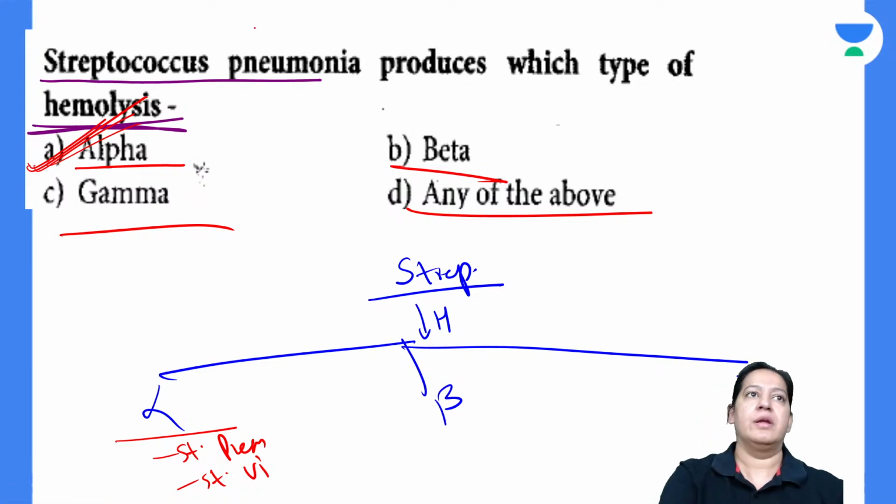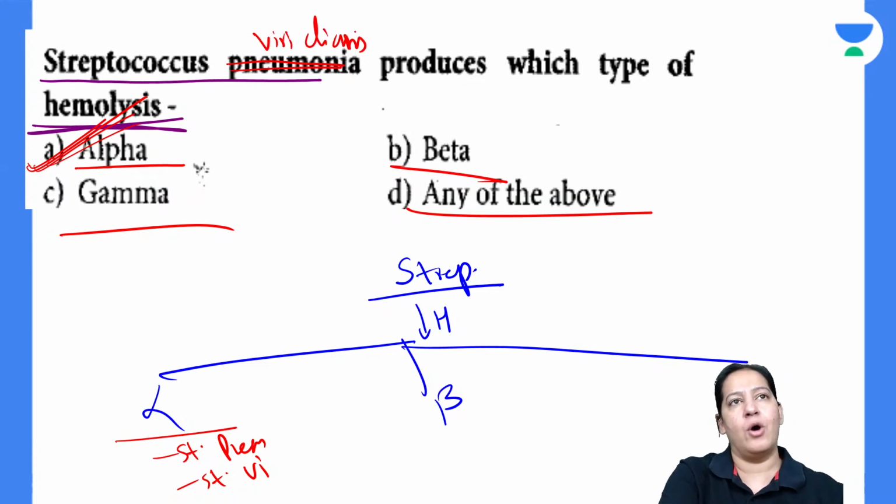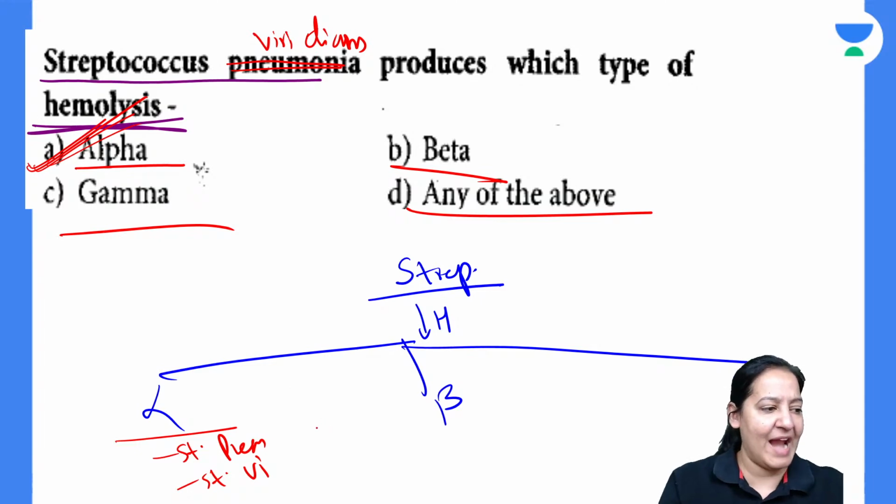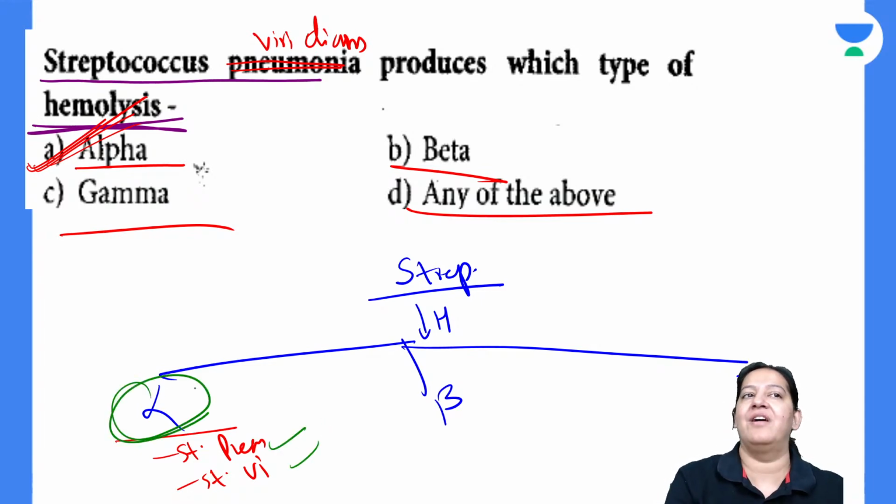I'm changing the question. Instead of Streptococcus pneumoniae, I'm asking Streptococcus viridans. What is your answer now? From the four options, what is your answer now? Streptococcus viridans के लिए क्या answer है? The same answer. Streptococcus pneumoniae and viridans, both of them show alpha. So the answer is alpha.